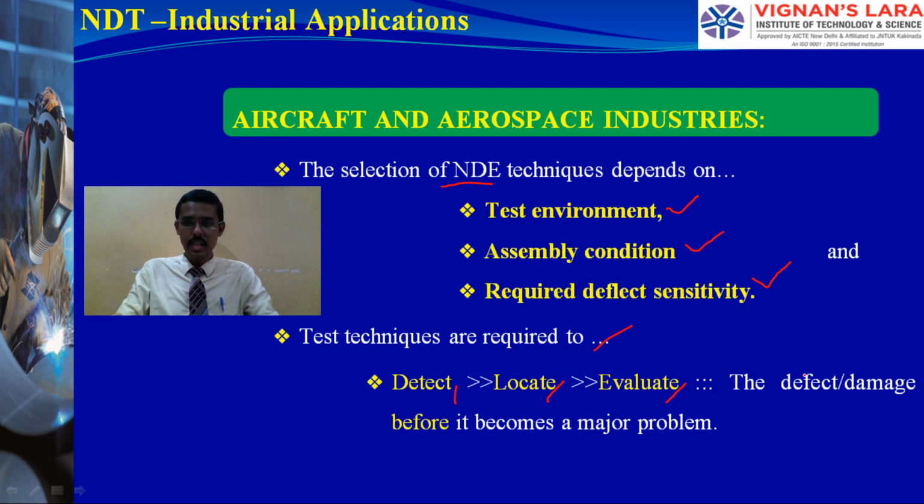Therefore, we find the defect damages before they become a major problem. We are detecting, locating, and evaluating all these things before it becomes a major problem, because a crack once initiated will elongate day by day depending upon the load applied. If we periodically go for inspection, we will find a crack immediately. Then obviously we can remove or repair those crack zones. In such a way we can sustain the material properties.